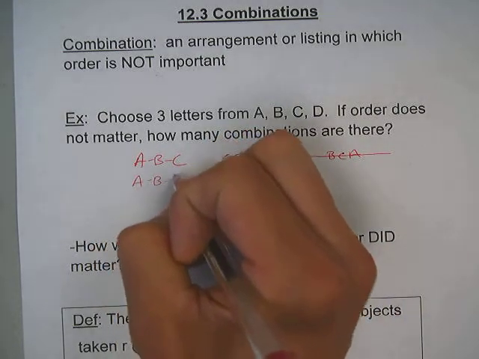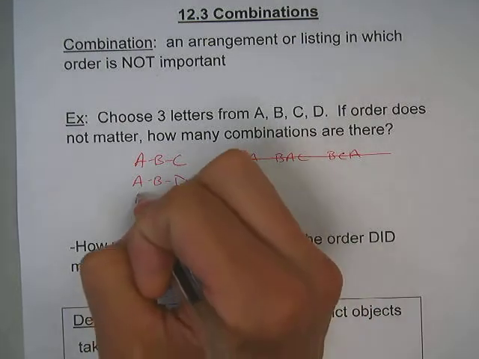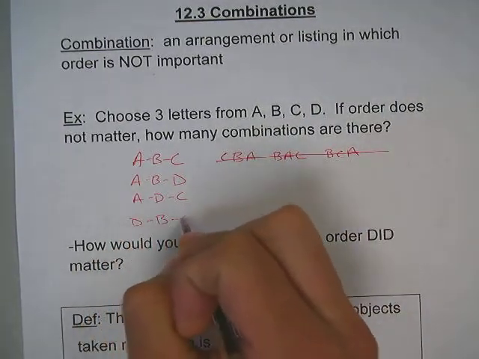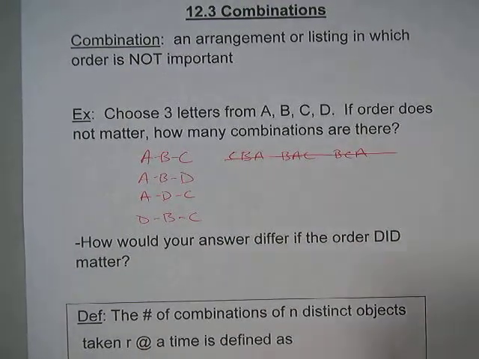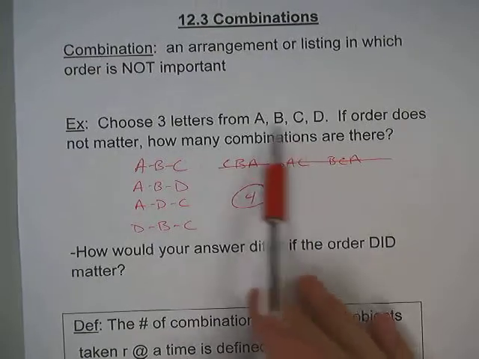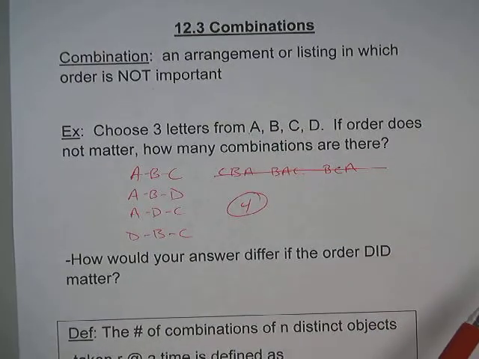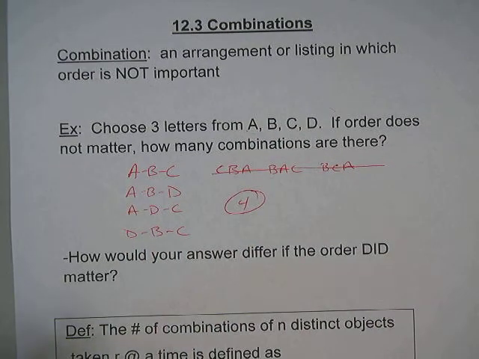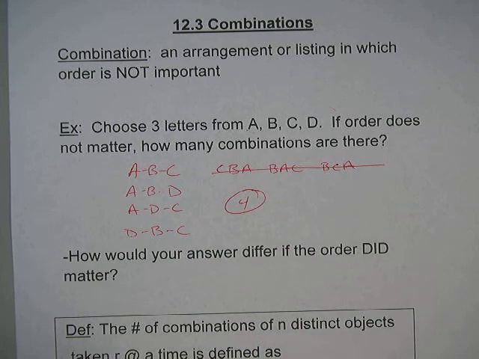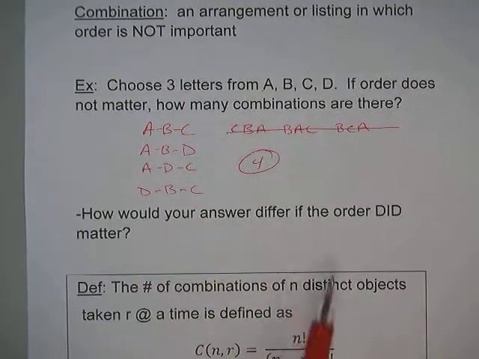So what's another one? Well, A, B, D. A, D, C. D, B, C. So there's actually only 4 different combinations that you could list of 3 of these letters, if the order doesn't matter. So that part's really, really important. If the order doesn't matter, there's actually only 4 different ways you can pick 3 of these things. So obviously a much smaller amount.